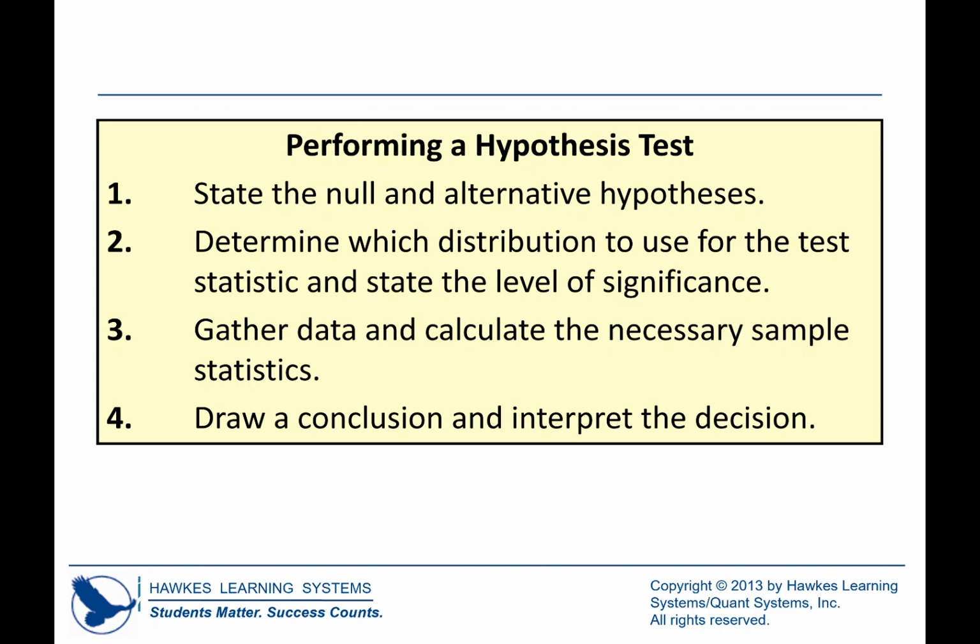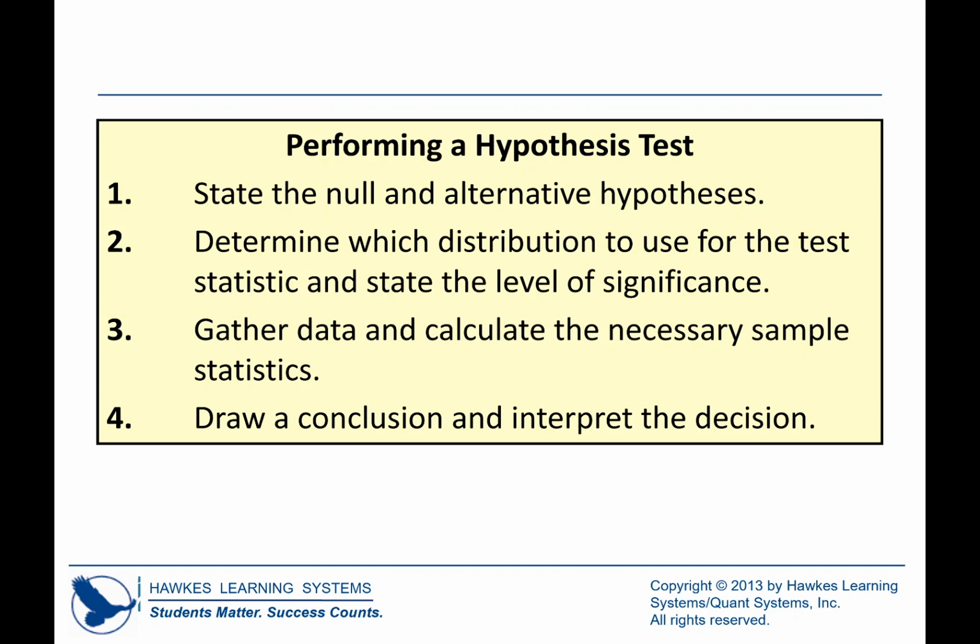So these kind of lump into one for us. Mostly when we figure out which distribution to use, that tells us what formula to use, and we can do our calculation. And then we'll use the level of significance to draw a conclusion. So it's not quite as bad as it seems when you see all that written out.